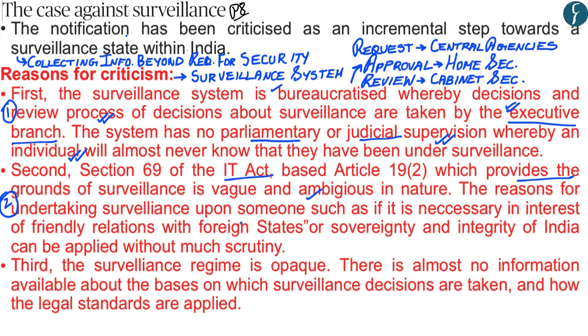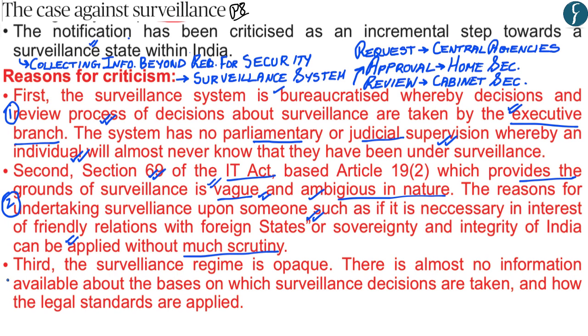However, the author has criticized this point because these reasons are vague and ambiguous in nature, whereby any person can be put under surveillance, and the reasons provided under Section 69 of the IT Act can be applied to any particular person without much scrutiny. And it is within this context that the author has criticized that this ambiguous and vague nature of reasons under which a person can be put under surveillance can lead India to become a surveillance state, whereby any information of a particular person can be taken by the state based on such vague and ambiguous reasons.